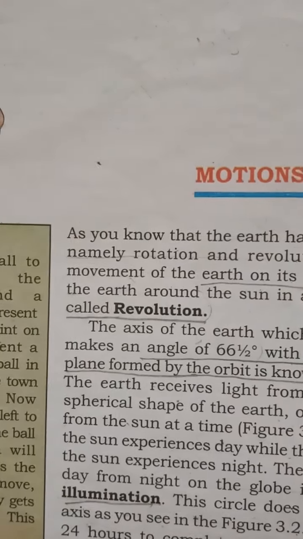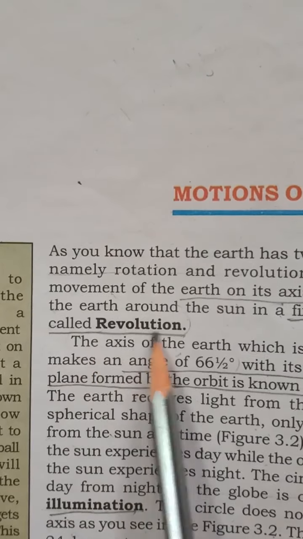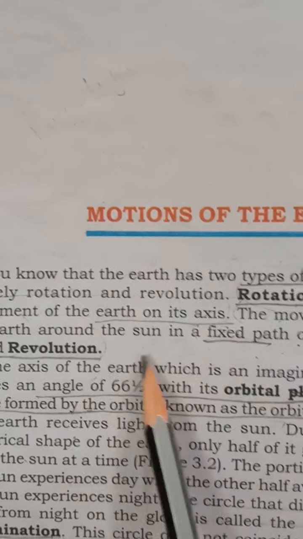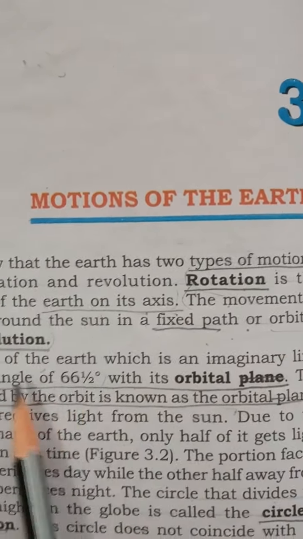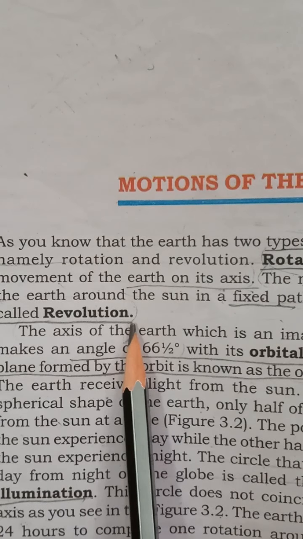Then another movement is that it moves around the sun. That is called revolution. It moves around the sun in a fixed path which is called orbit. That is called revolution. Okay.